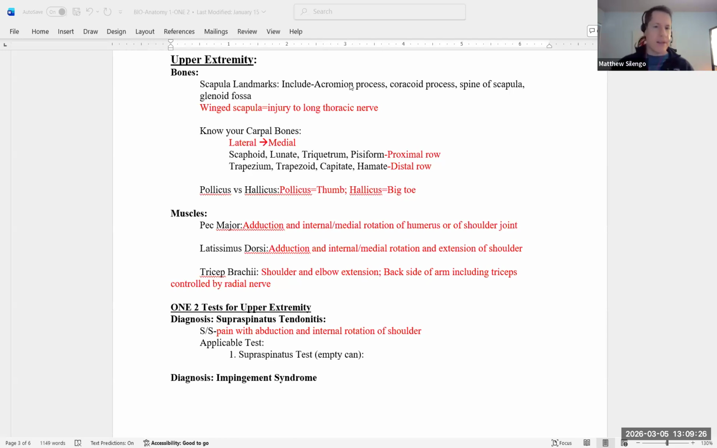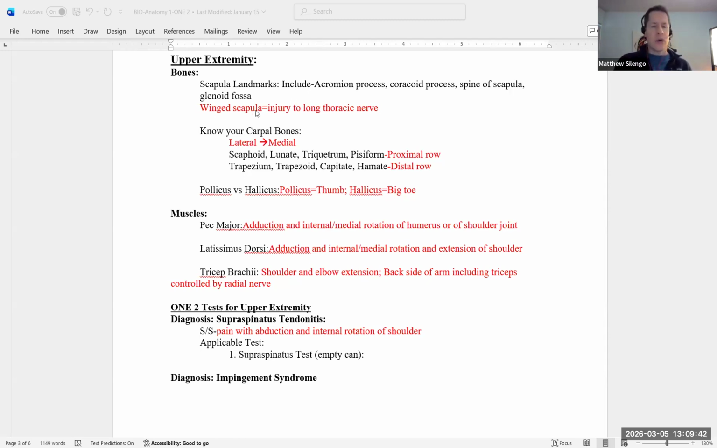And remember, it's a ball and socket joint. It is the most freely movable of all your joints. You can move it in all planes, very flexible generally. So you want to recognize some of these landmarks.